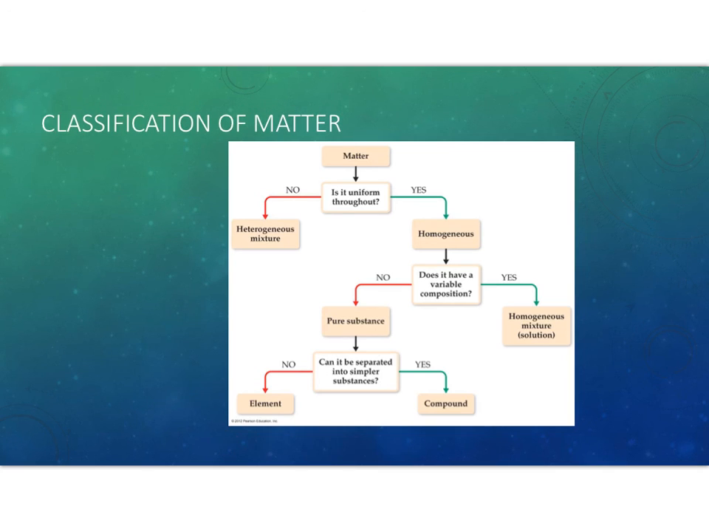And the very last part of your flowchart, if I can separate my pure substance into simpler substances, then I have a compound. So if I have something like that water molecule, H2O, can I break down H2O into simpler substances? I can. There are chemical bonds holding the hydrogen to the oxygen atom. If I can break those bonds, I'll get simpler substances like hydrogen and oxygen. So that means I have a compound.